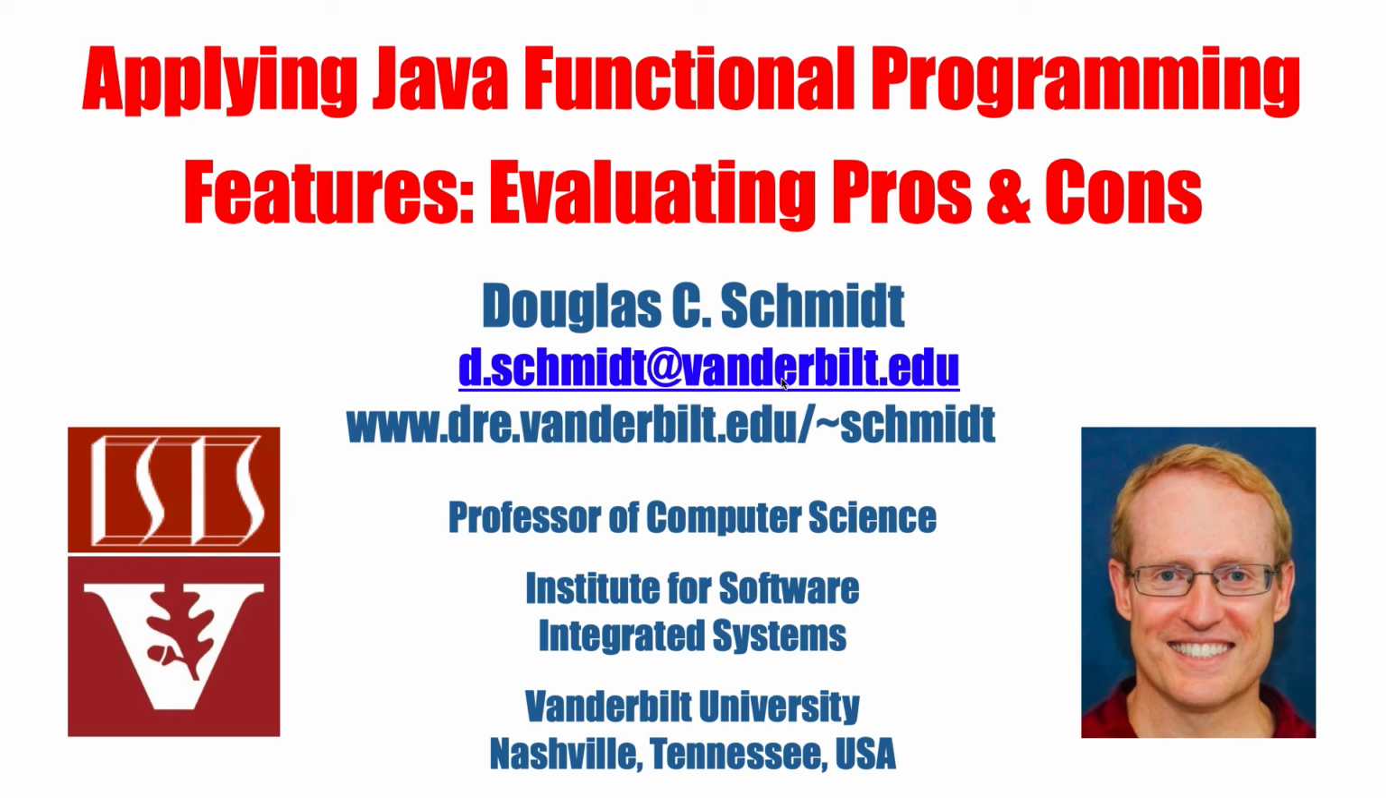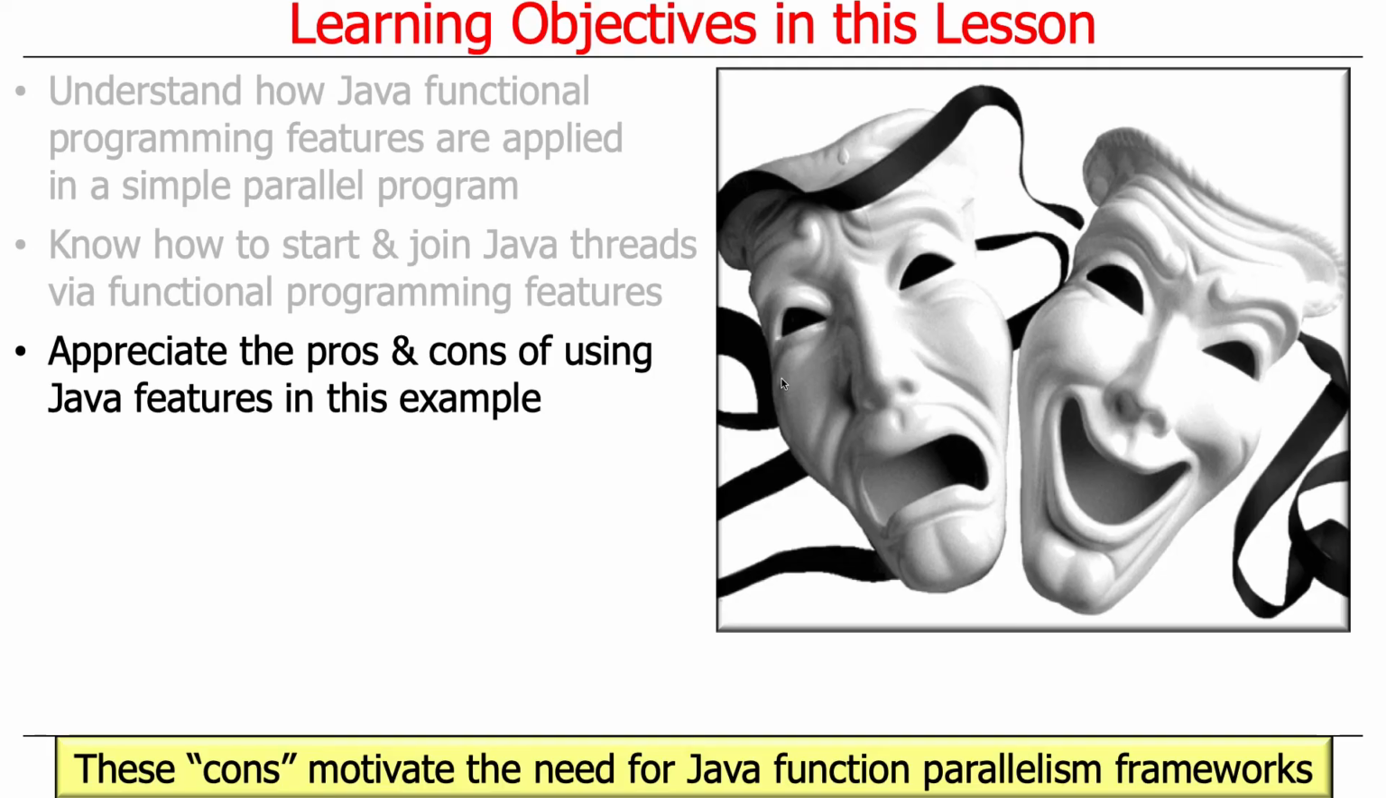So now that you've had a chance to take a look at some of the examples of applying functional features like method references and lambda expressions in the context of an embarrassingly parallel program, let's talk about the pros and cons of this approach. And of course, the cons motivate the need for the functional parallelism frameworks that we're going to spend the rest of the class focusing on. That's the purpose of this discussion, to see how functional programming is better than object-oriented programming in some ways, but just those core features like lambdas and method references don't go quite far enough to get the job done.